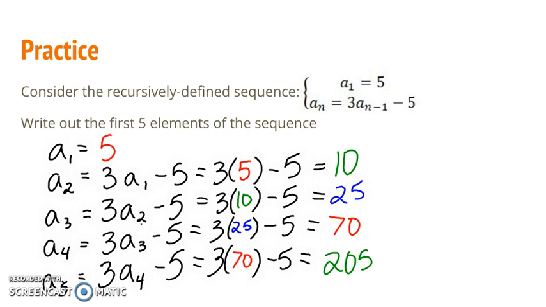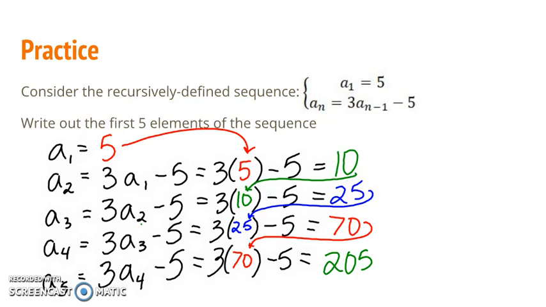Okay, so again, we can see our pattern. To find our second term, we had to plug in our first. To find our third term, we had to plug in our second. To find our fourth term, we had to plug in our third. And to find our fifth term, we had to plug in our fourth.